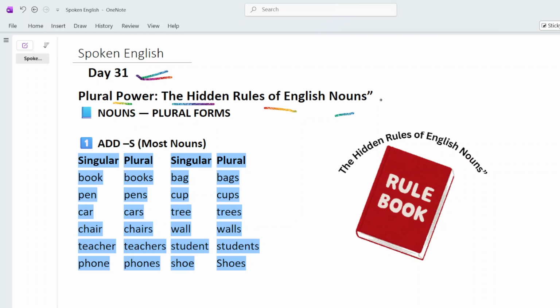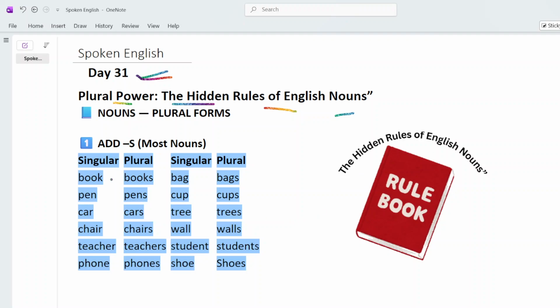We are going to understand why different patterns exist and how to use them confidently, and how English plurals follow sound patterns, spelling patterns, and meaning patterns altogether. Now, once you see these groups clearly, guys, the system feels much easier. So let's get started. Most nouns simply add an S.